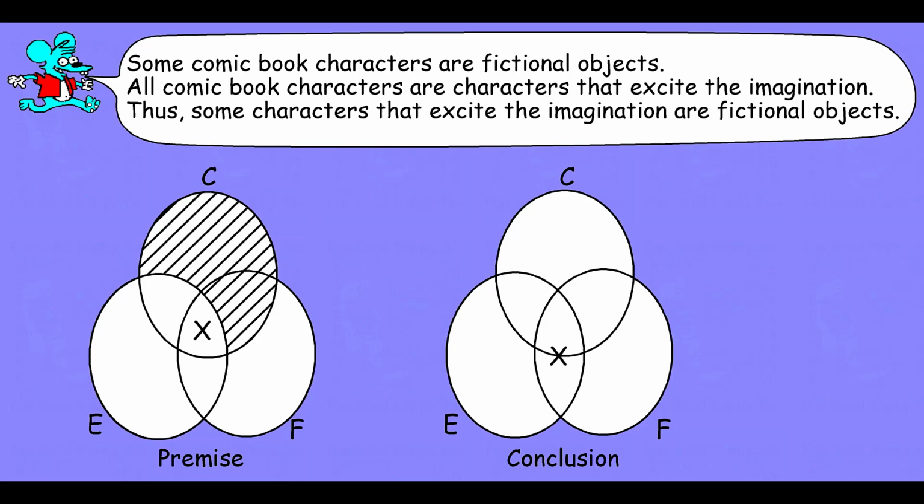Now, I look at my conclusion diagram and I say, what I need to guarantee my conclusion is true is an X somewhere in that intersection between E and F. It could be a C or it could be just an E and an F. It doesn't matter where it is as long as it's in that intersection. I look over at my premise diagram and sure enough, I do have an X in the intersection there between E, F, and C. That X is an X that's in the intersection between E and F, and hence I guarantee that my conclusion is true if my premises are true. And so this argument is valid in Boolean logic, and because it's valid in Boolean logic, it's valid in both logics.